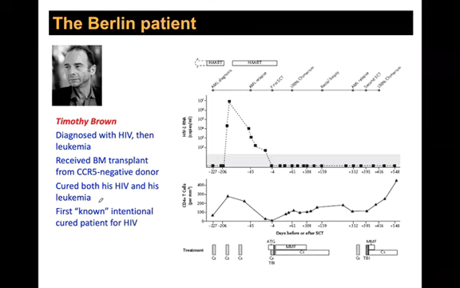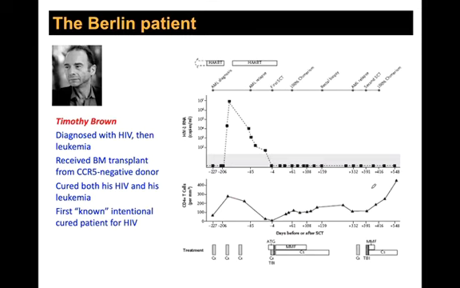And so this actually cured both his HIV and his leukemia, and it was the first known intentional cure of a patient for HIV. And so you can see here, here's his viremia. Right after the bone marrow transplant, it kind of spikes because he becomes immunosuppressed. But then after establishment of T cells and his immune system, you can see there's no viremia, and his CD4 T cell counts are going back up, which means that he's no longer classified as an AIDS patient.